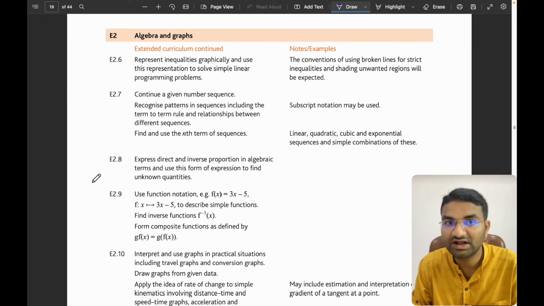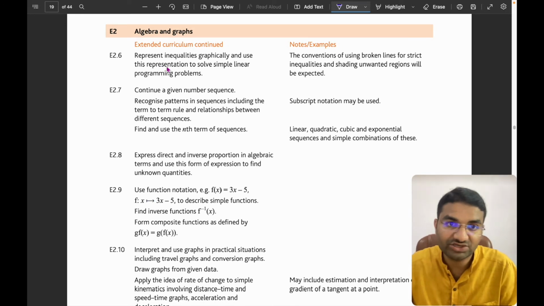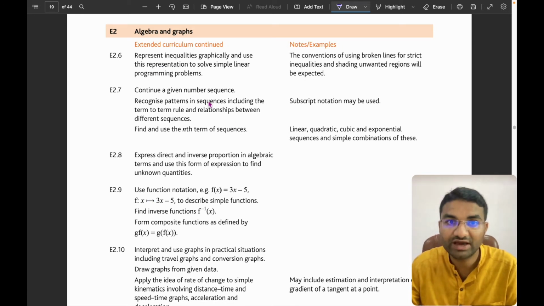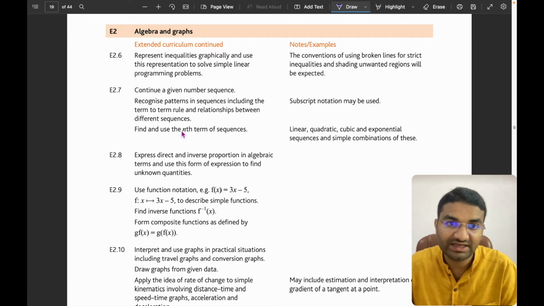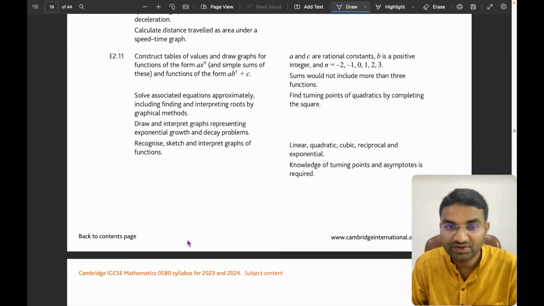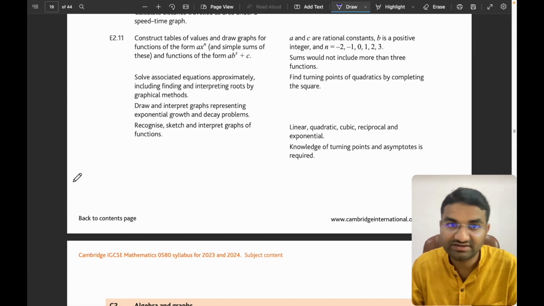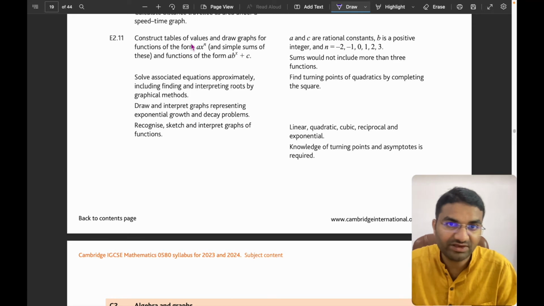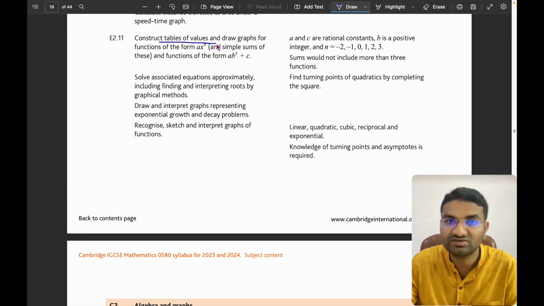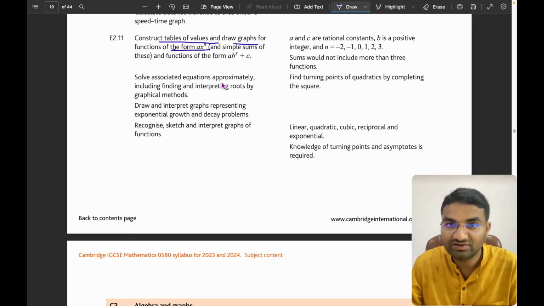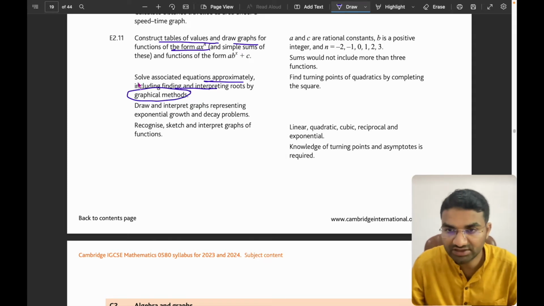And in the algebra and graph part, the extension to the core syllabus, you have again the nth term, then direct and inverse proportion. So around 13 topics are there for the extended syllabus. Again same here, just an extra addition is construct the table, graphs, then associated linear equation, even finding and interpreting the roots of an equation using the graphical method. So this is an interesting part.